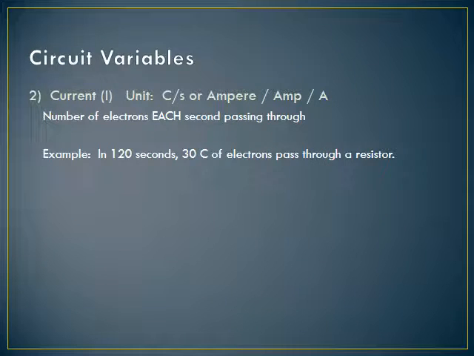A question on a test about current might say, in 120 seconds, 30 coulombs of electrons pass through a resistor. So if you remember that current is defined as the number of electrons every second, you know there's 30 coulombs in 120 seconds, which means that the current is going to be 0.25 coulombs per second, or 0.25 amps.